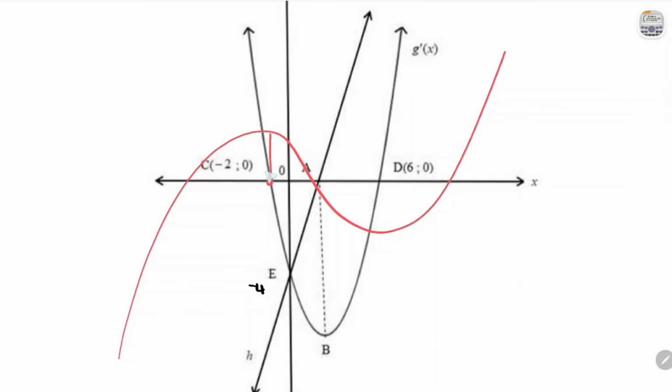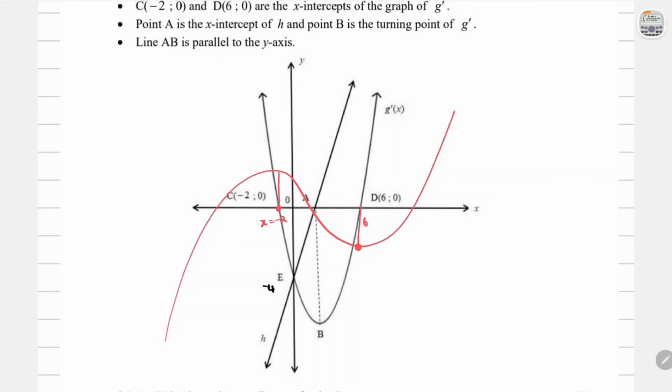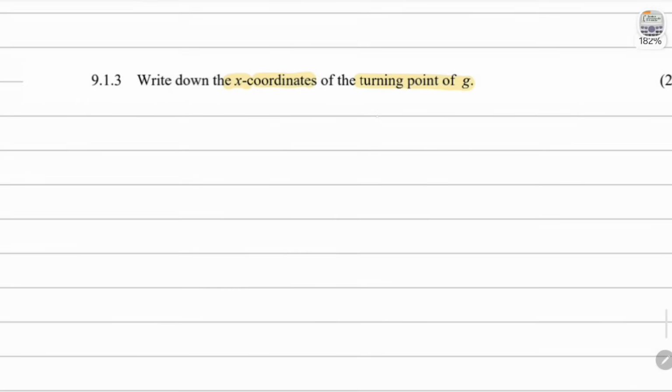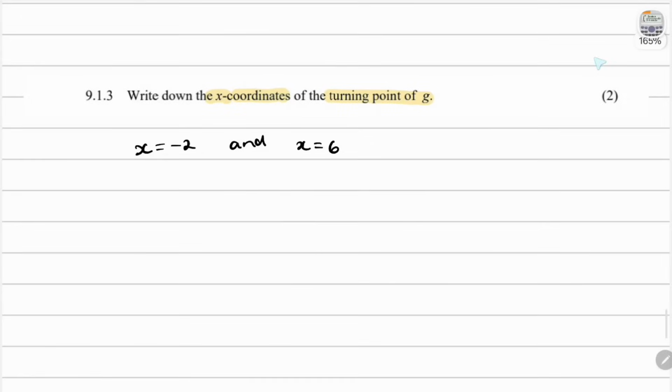Okay, so that is x equals negative 2. And this local minimum's turning point, its x value is going to be at 6. So that's the relationship between a cubic function and its derivative. Okay, that's what we know about that. So they specifically just want the x coordinates of the turning points of G. So that is x equals negative 2 and x equals 6. And those are our answers.